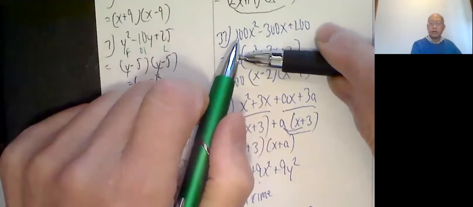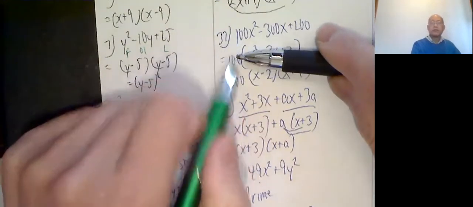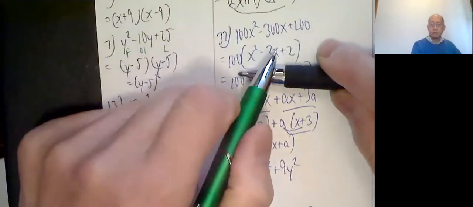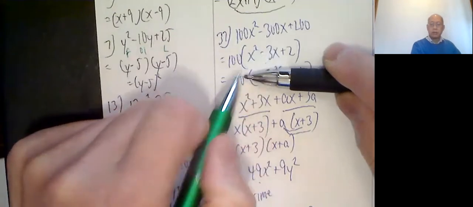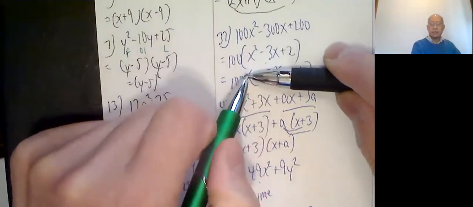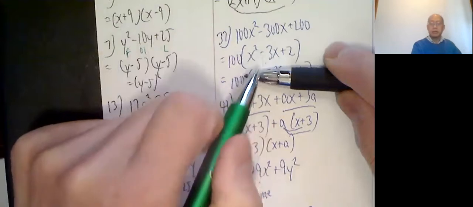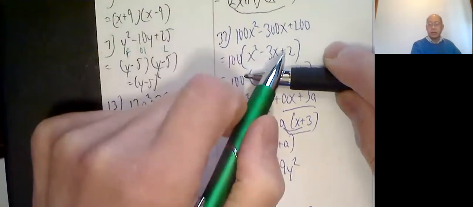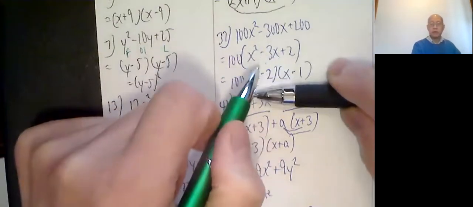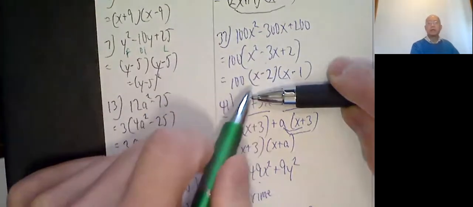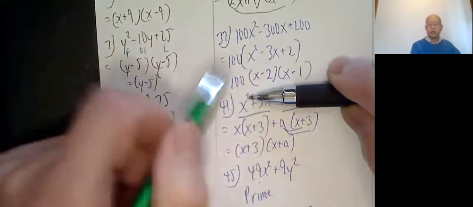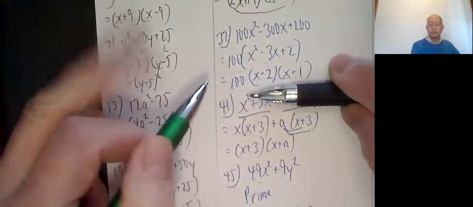37, factor out the 100. 100 parentheses x squared minus 3x plus 2. So 100, x squared is x times x. Minus and a plus means they're both minuses. And how do you get 2? The only way is 1 and 2, and 1 and 2 add up to 3. So 100, x minus 2, x minus 1. Or you can have x minus 1, x minus 2, same thing.